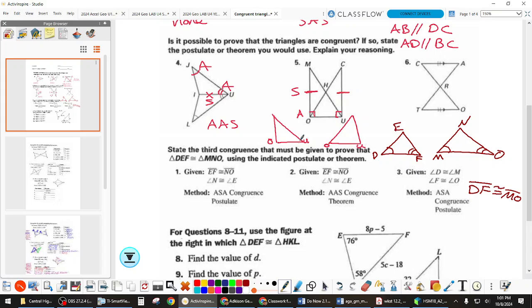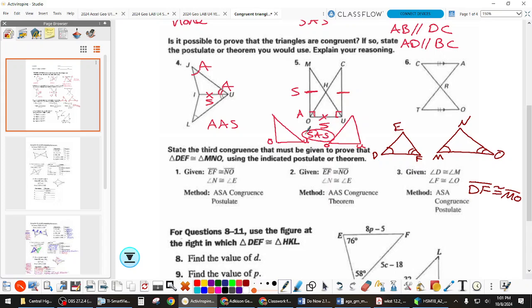Do you see how this OU is on both bottom parts? And do we agree that OU has to be congruent to itself? Okay? So even though it's not down the center, it's still reflexive. Because all reflexive means is congruent to itself. So this is side angle side.